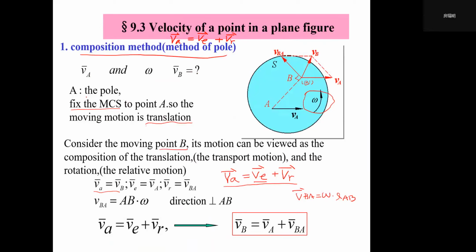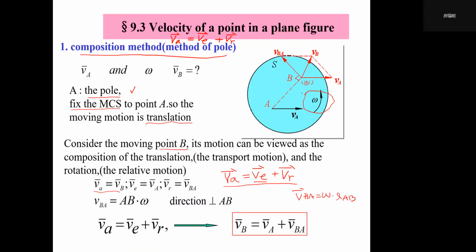So if we select A as a pole, we can imagine that we fix a moving MCS to point A. So when this point A moves, our MCS will move with A. But when the other parts rotate around point A, our MCS does not move, right? So that means we fix the MCS to point A, so the moving motion is translation.